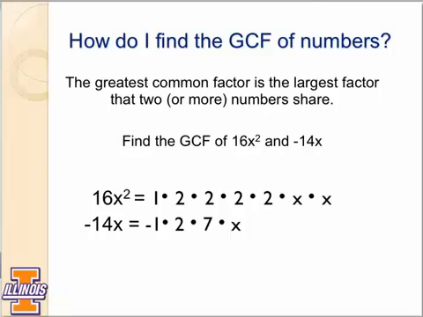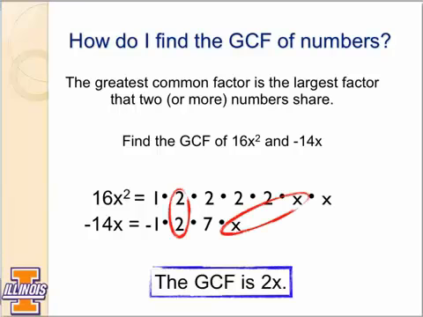We take those two factorizations and we write them out, and we figure out which ones they have in common. And if you notice, they have the 2 and an x in common. So the greatest common factor of 16x squared and negative 14x is 2x.